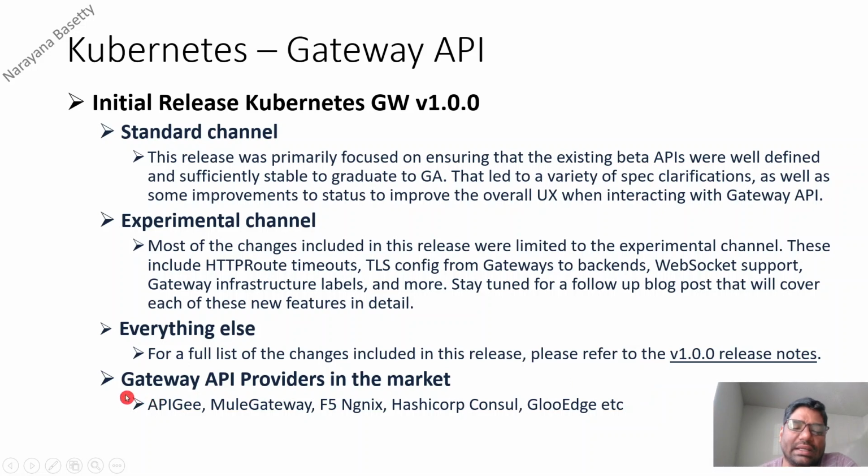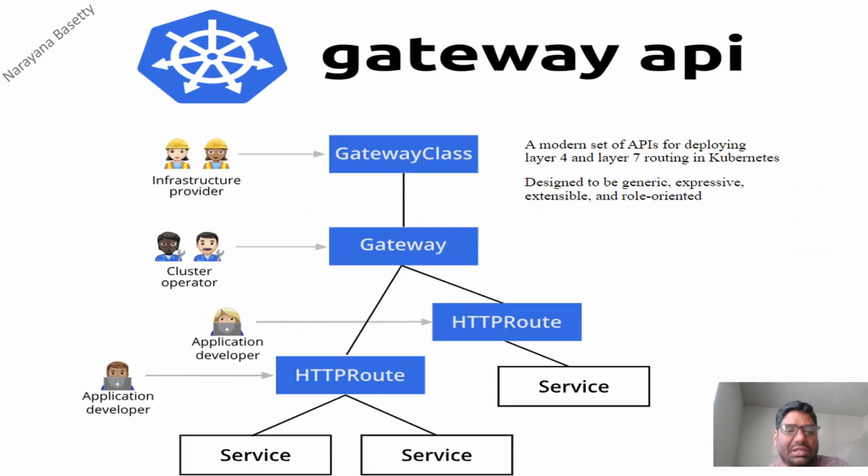So as I said earlier, different gateway providers are already in the market, but they are all going with Ingress-based. Apigee from Google, MuleSoft's Mule Gateway, F5 NGINX Ingress, HashiCorp Consul, Gloo Edge, and so forth. There are a bunch of 20 to 30 vendors. They were following their own standards. Now everyone has to start following the standard way of customization.